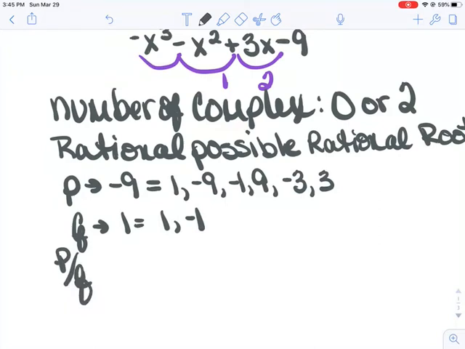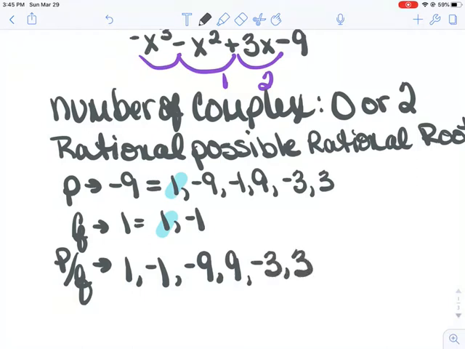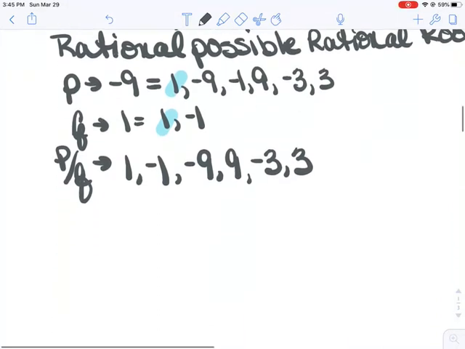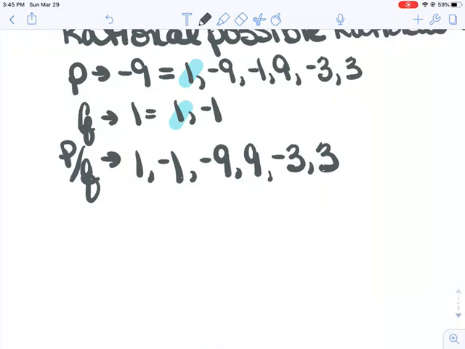Okay, so for P over Q, I'm going to take P and put it over top of Q. I'm going to take 1 over 1 and get 1, and then 1 over negative 1, which gives me negative 1. Then I'm going to do 9, negative 9, and negative 1 gives me the same thing. Positive 9 gives me the same thing, and negative 3 and positive 3 give me the same thing. So these are my possible rational roots. These are the guys that I'm going to start with, putting on the shelf to find my roots.